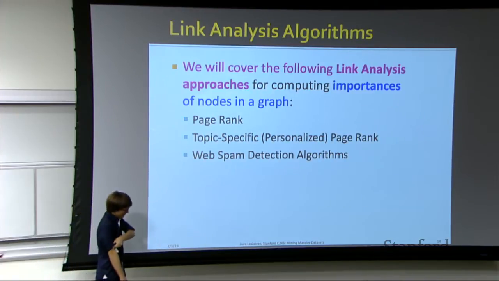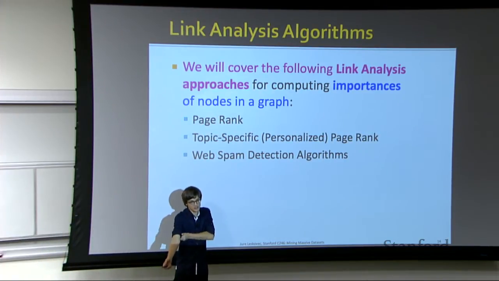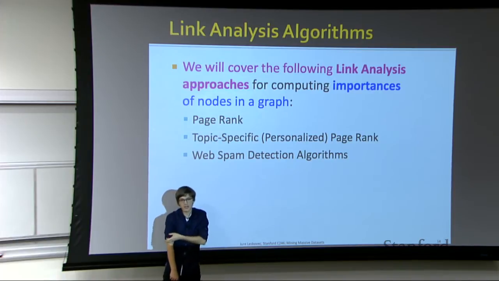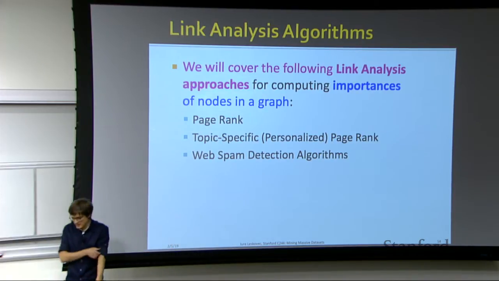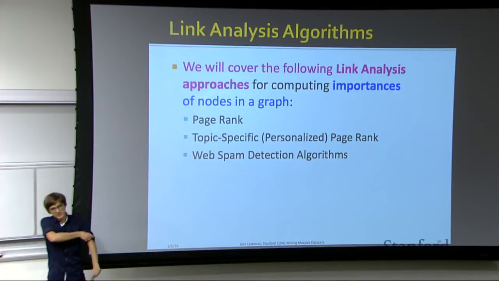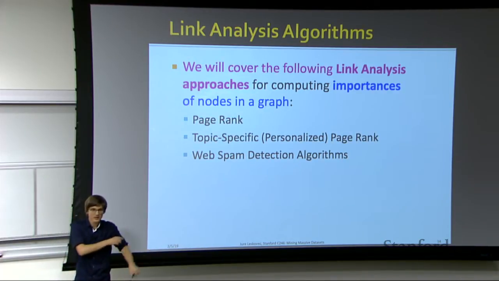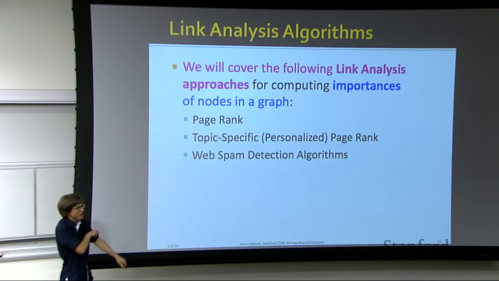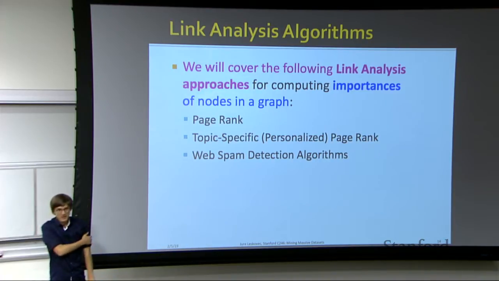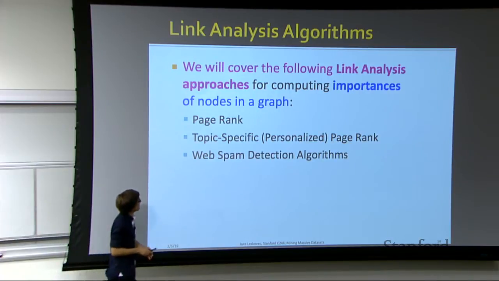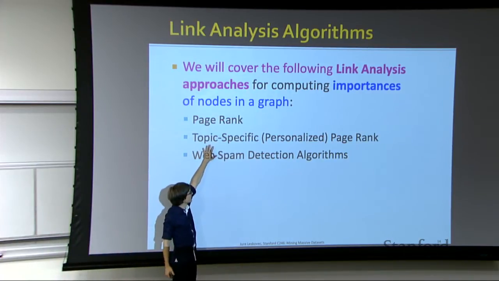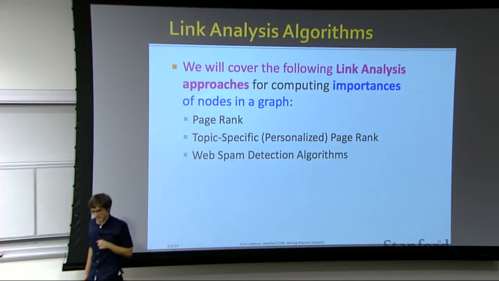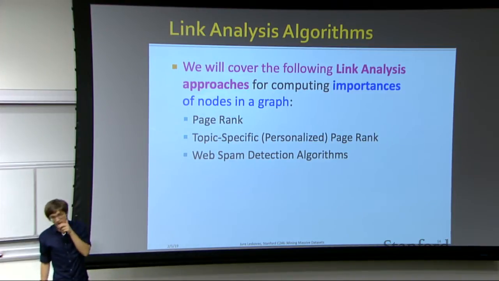The research area that deals with this is called link analysis. The idea is to analyze the links of a graph so that I can understand the graph better, and understand which nodes in the graph are important. Today we will talk about PageRank, which is the main method in this area, and then we will talk about certain extensions and applications to web spam on Thursday. That's the plan for this week.